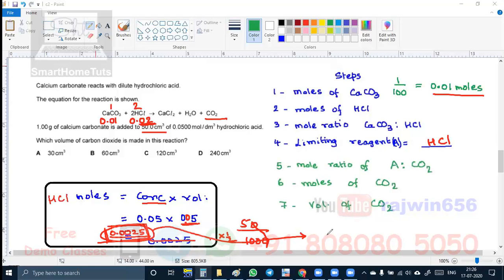So how much is this going to become? It's going to become 0.00125. This will be the moles of carbon dioxide. Now I'm supposed to calculate its volume. Straight away I'm going to multiply this by 24,000, which is going to give us the answer in centimeter cube. I think the answer is going to be 30.